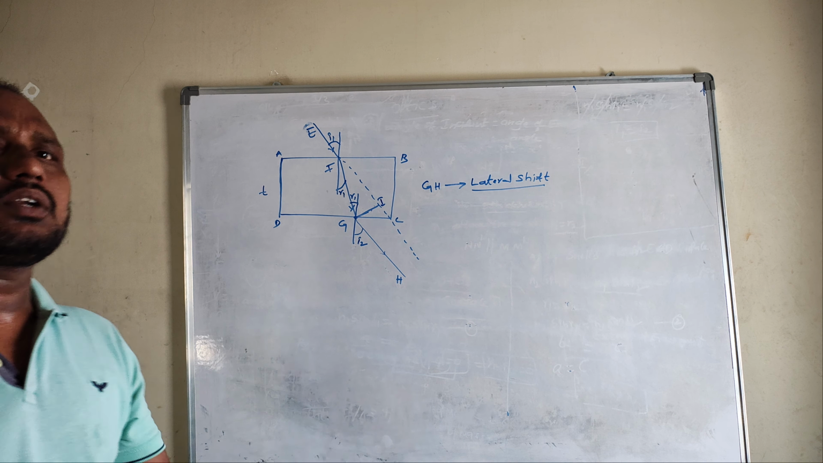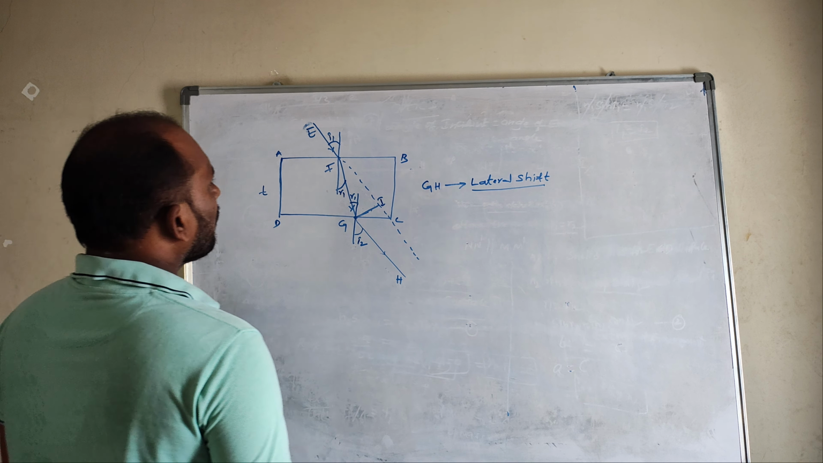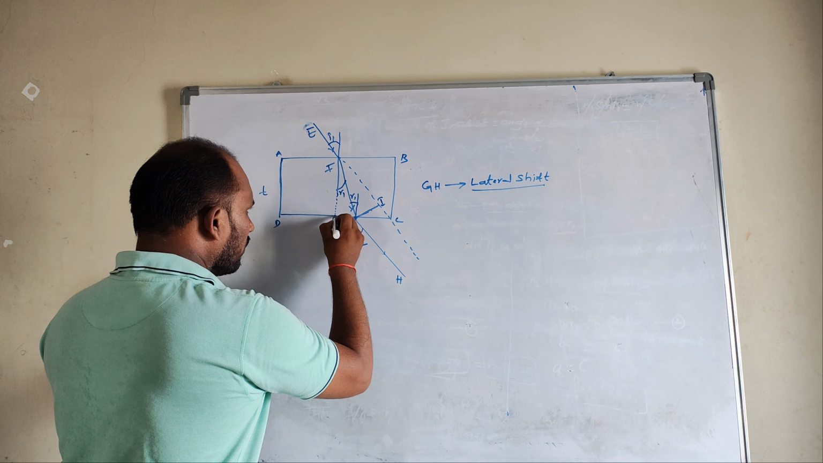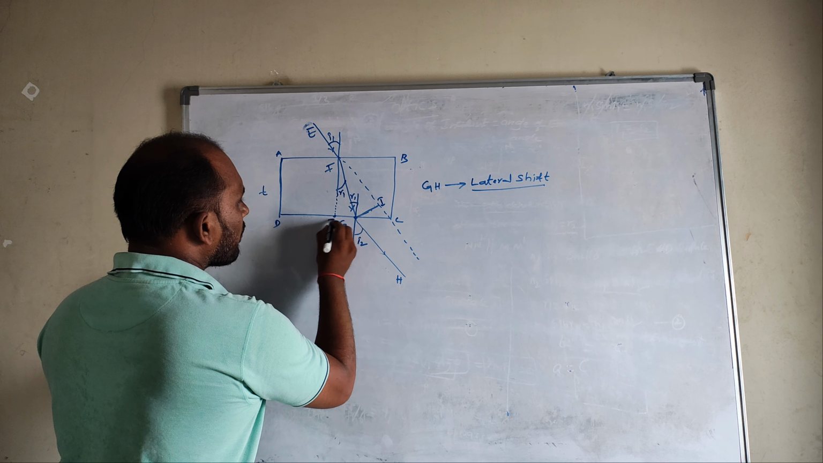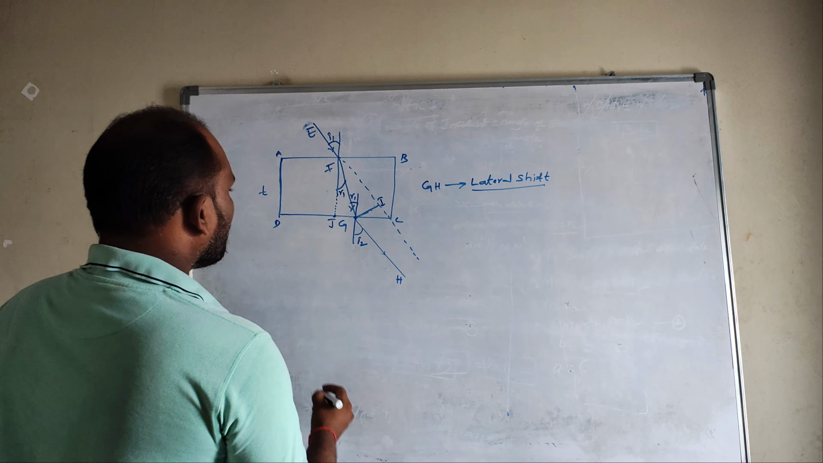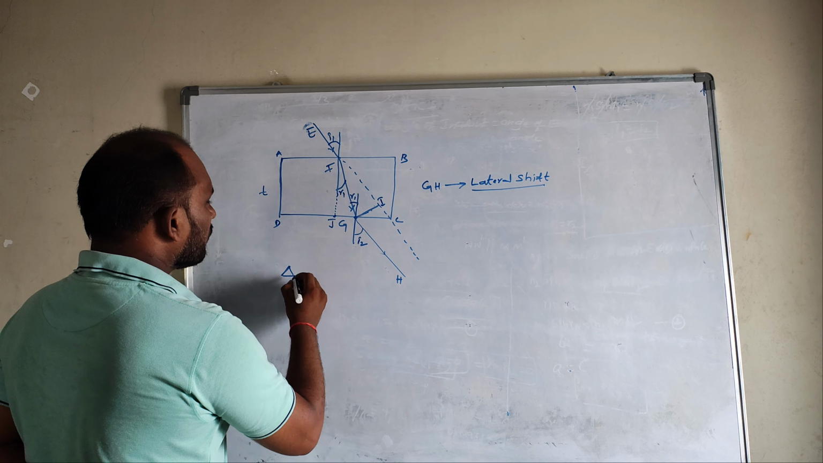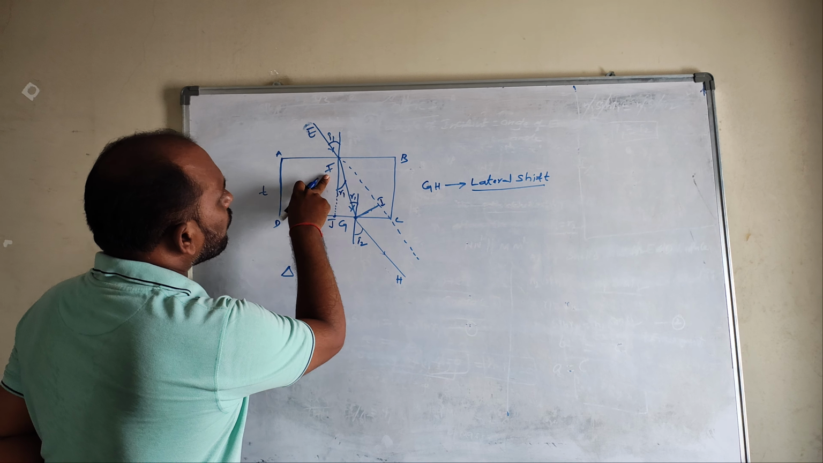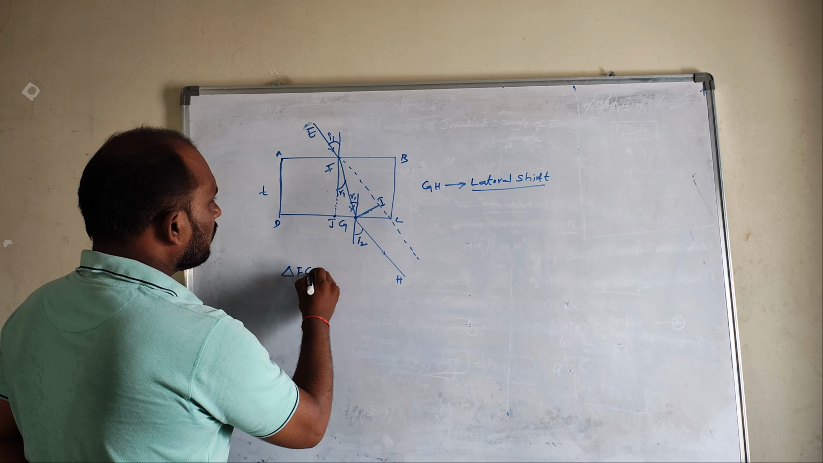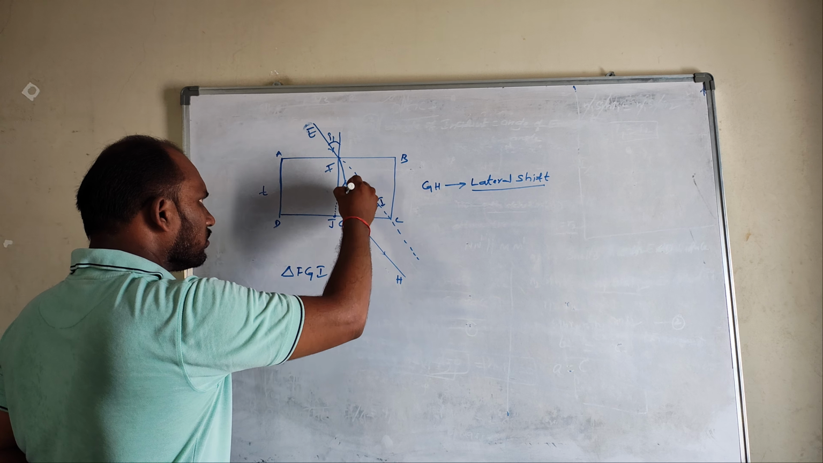I want to find out that value actually. That is the main motive for me. So for that, I have to simply extend this line also. I extended this line and I make it as J. Now I am taking a triangle, let's say triangle FGI.